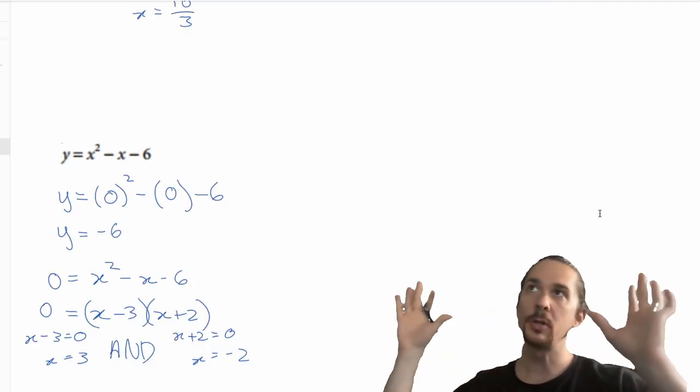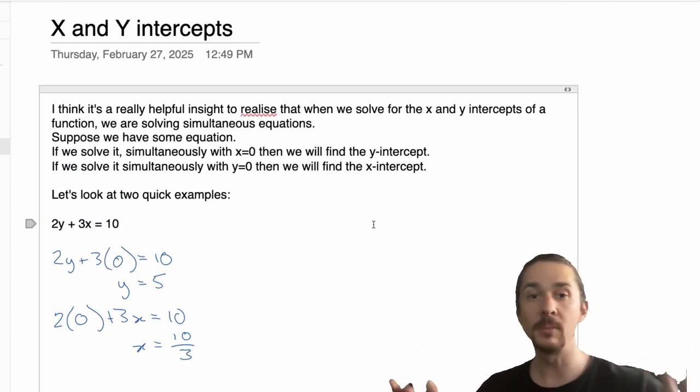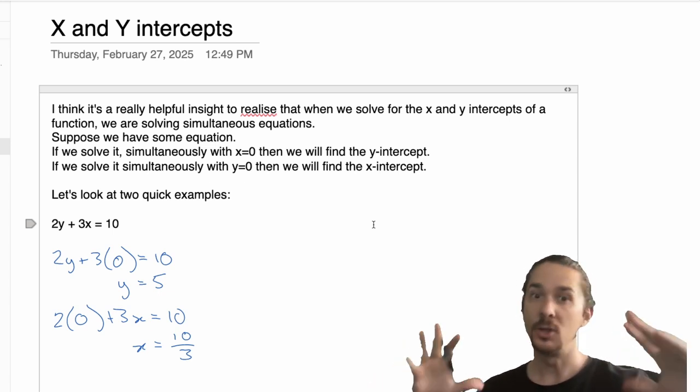Cool. I just wanted to go over that really quickly because you've been doing simultaneous equations for years and they just haven't been called simultaneous equations because they're like the easiest possible version and your teachers didn't want to scare you. But now you know. You've done this for a long time.